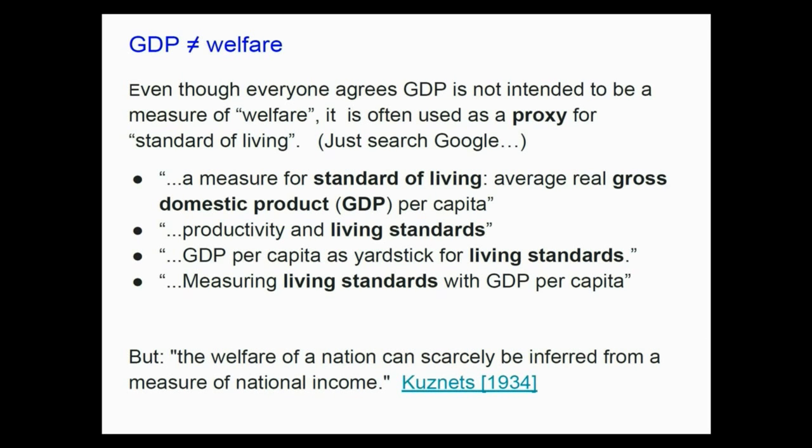So everybody agrees, especially in this room, we all know that GDP is not a measure of welfare, but nobody else seems to know that. And in fact, if you go to Google and you type in GDP and welfare, GDP and standard of living, or words to this effect, you find thousands and thousands of references in the popular press about how GDP is a measure of standard of living, it is said. Productivity and learning standards, measuring living standards with GDP per capita, and so on and so on and so on. Even though way back in 1934, Kuznets was quite clear that the welfare of a nation can scarcely be inferred from a measure of national income.